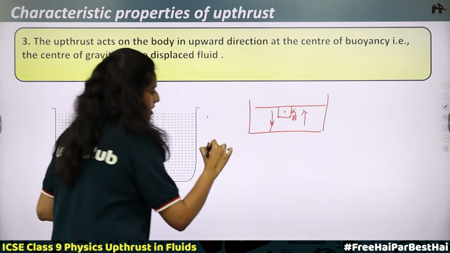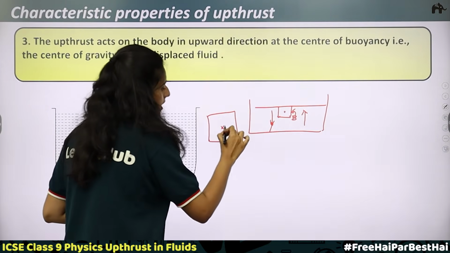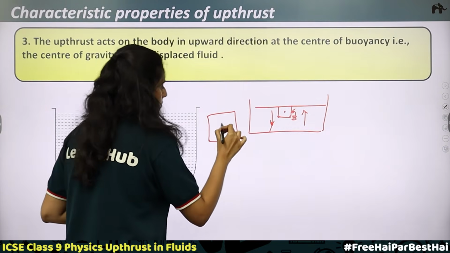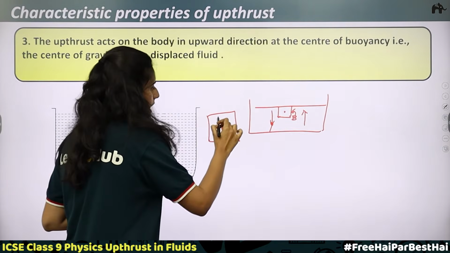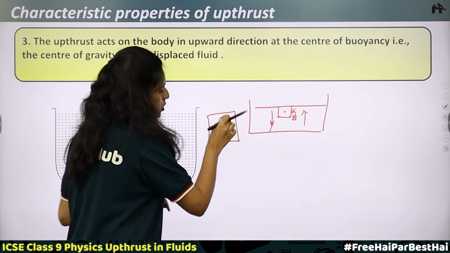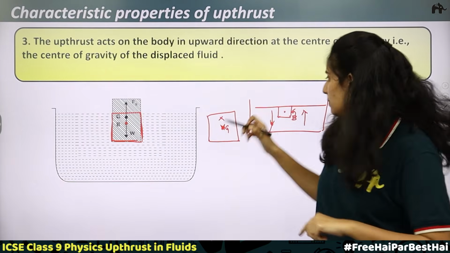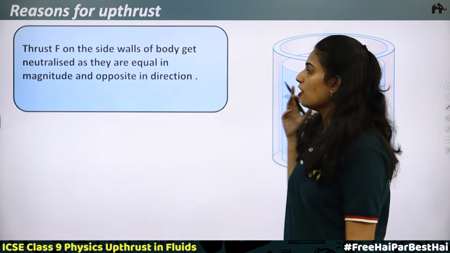Okay, if you take this portion that is inside, the center of gravity of this portion and the center of buoyancy will coincide. But the actual center of gravity will be above the center of gravity of the portion that is immersed. It will be above that. Now, what are the reasons for upthrust?